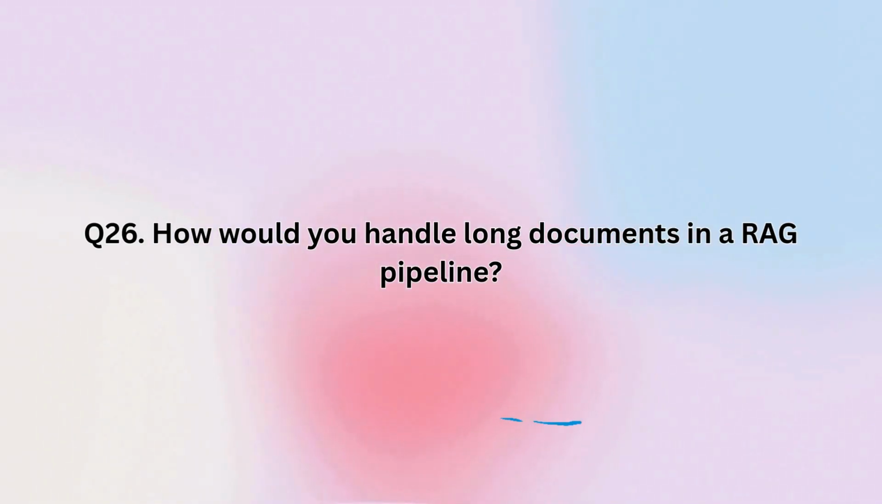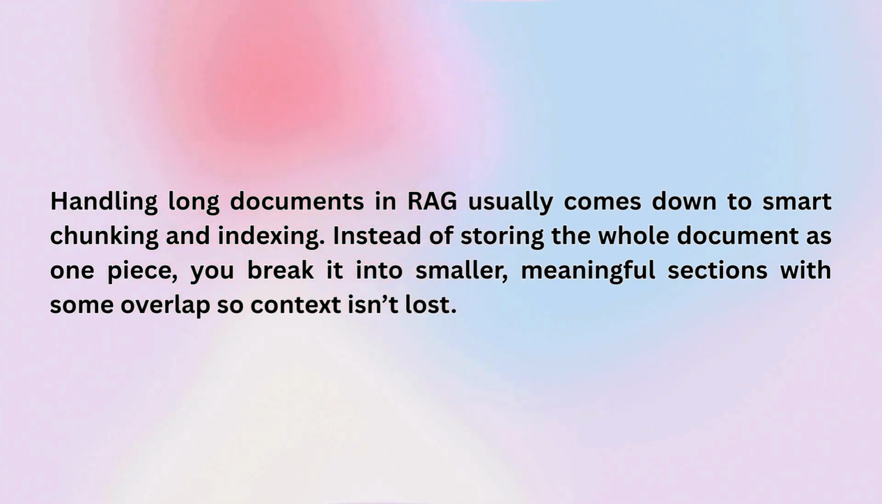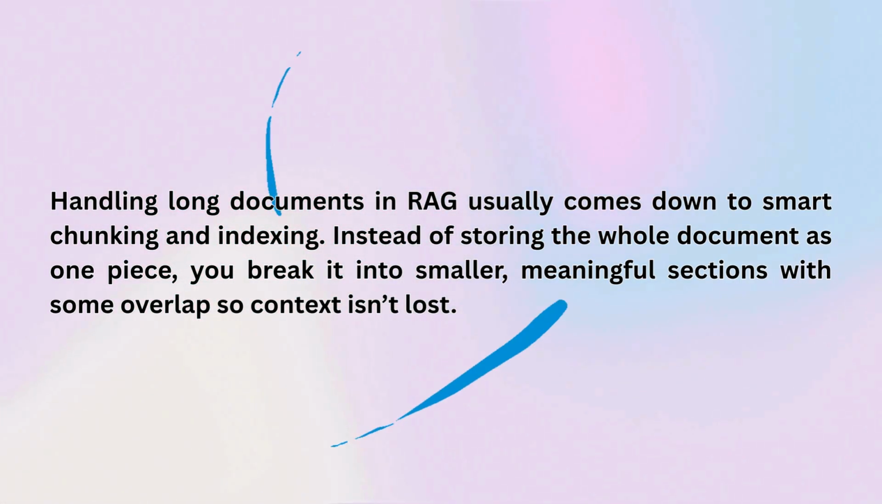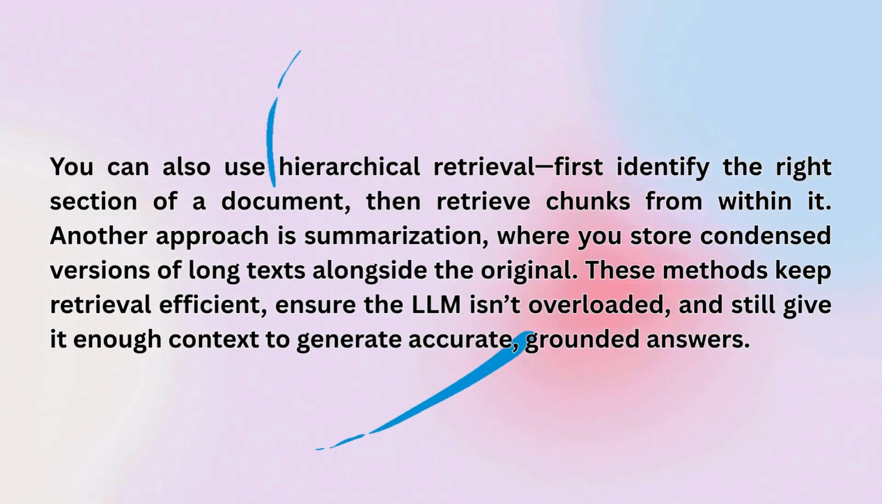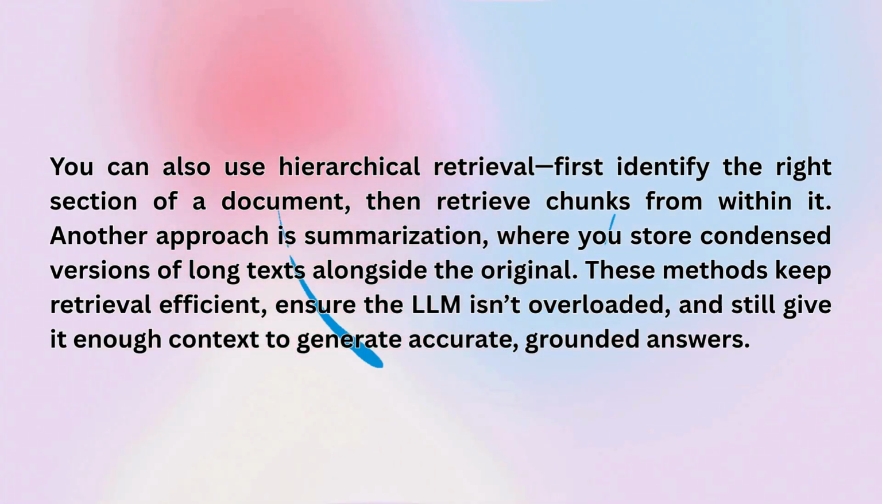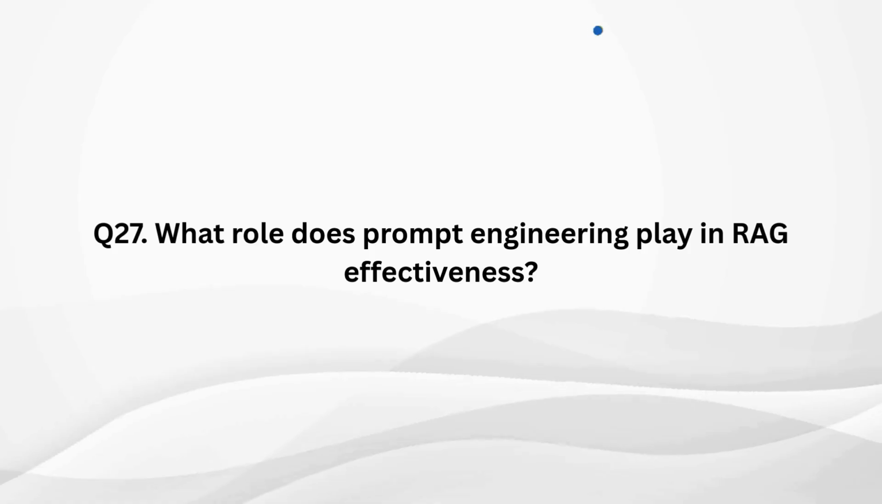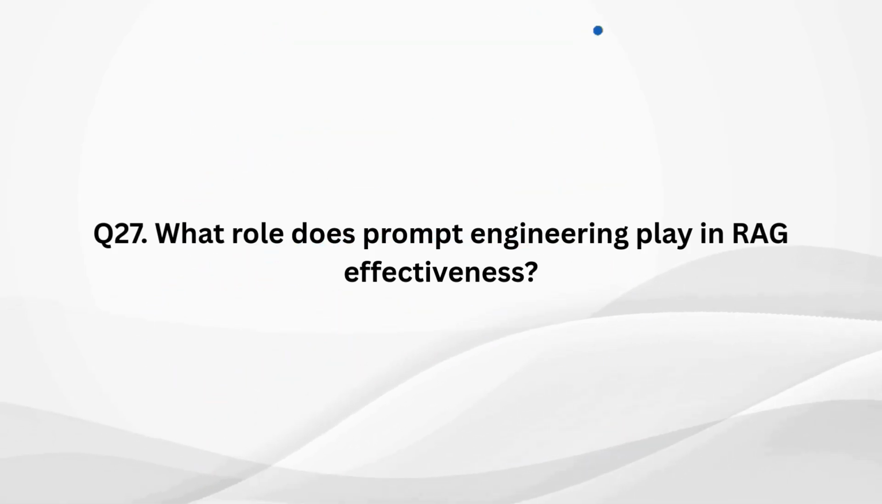How would you handle long documents in a RAG pipeline? Handling long documents in RAG usually comes down to smart chunking and indexing. Instead of storing the whole document as one piece, you break it into smaller, meaningful sections with some overlap so context isn't lost. You can also use hierarchical retrieval. First identify the right section of a document, then retrieve chunks from within it. Another approach is summarization, where you store condensed versions of long text alongside the original. These methods keep retrieval efficient, ensure the LLM isn't overloaded, and still give it enough context to generate accurate, grounded answers.